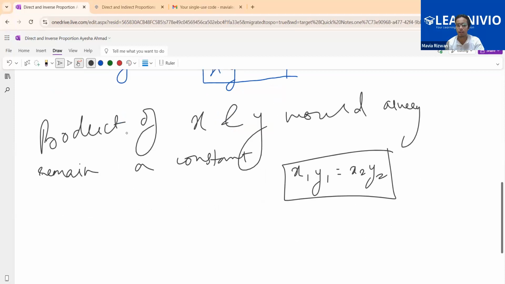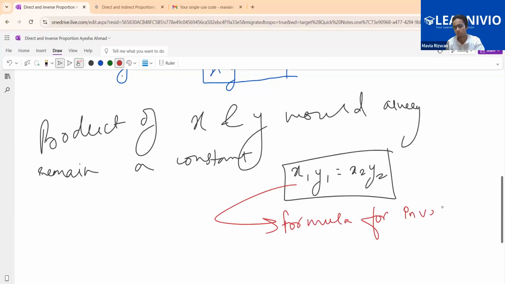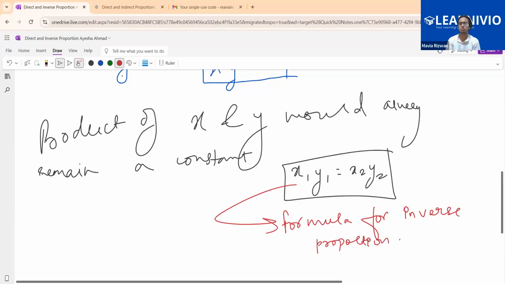I'll write it down as well. Formula for inverse proportion. Is this clear? Yes, sir. Okay. Aisha, please note this down.